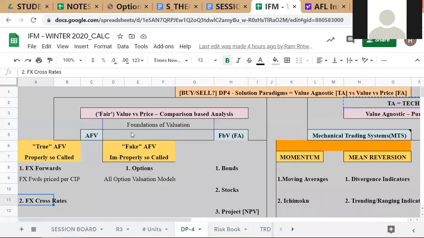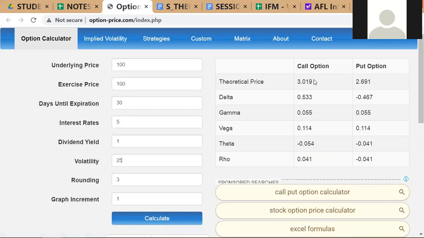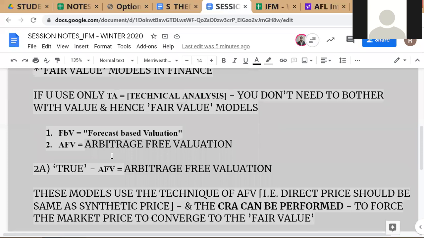So when you're applying this kind of a model, you're applying an AFV model to options, you know that the market price here is $5, okay? But when you do this model, what is this model actually telling you? Remember, what is the fair value model telling you actually? Let's also understand the basics of fair value models. Okay.